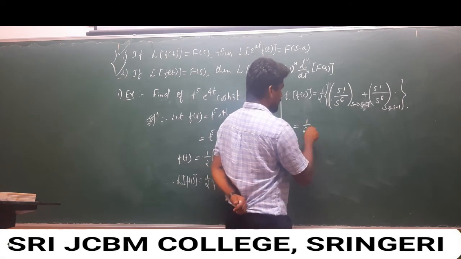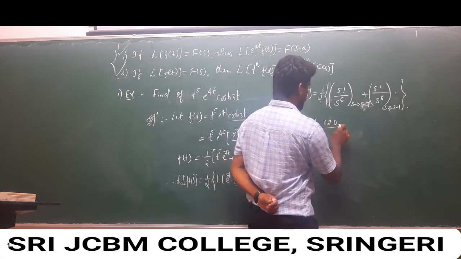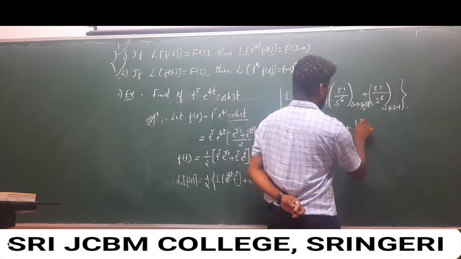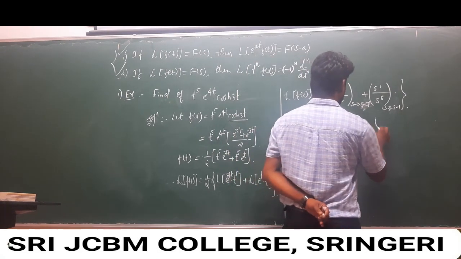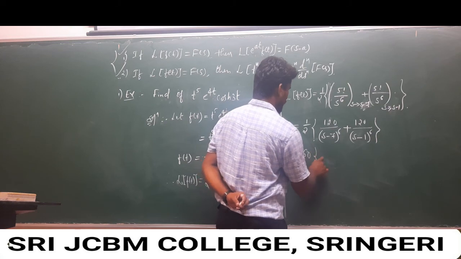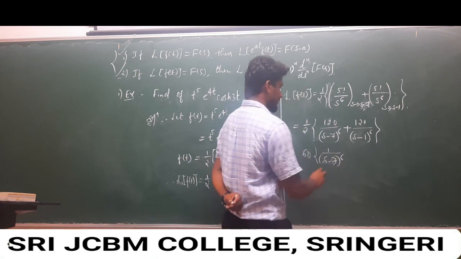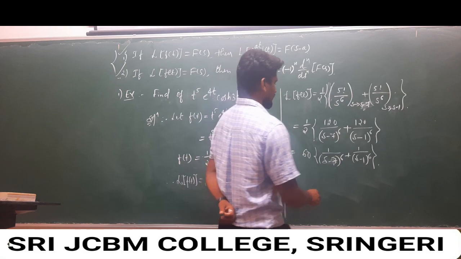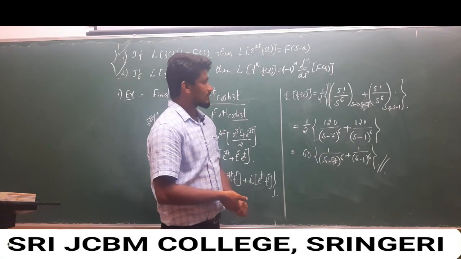Therefore, 1/2 times 5 factorial, whose value is 120, over (s minus 7)^6, plus 5 factorial, which is 120, over (s minus 1)^6. Take 120 common and we get 60 times [1 over (s minus 7)^6 plus 1 over (s minus 1)^6]. So this is the answer for the given function. We will see some more examples in the next video.